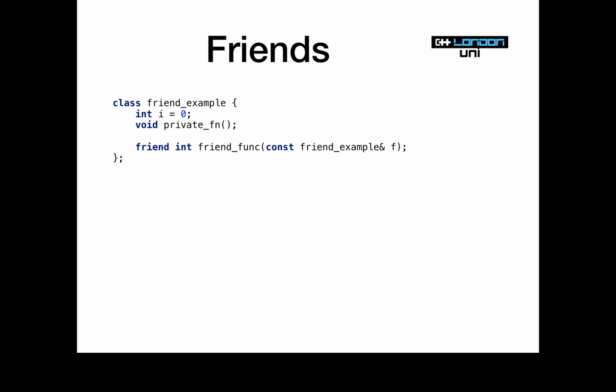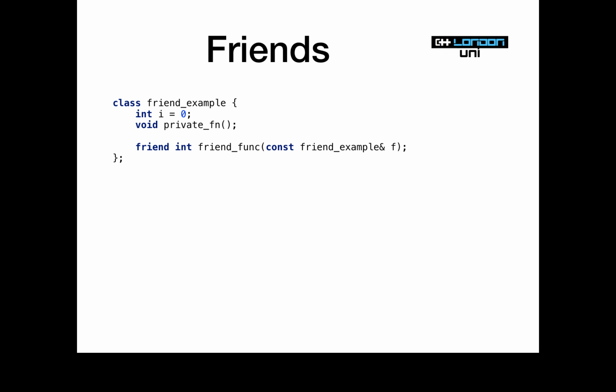So here, I've written a class, friend example, this time. Is i public or private here? Right. Private, absolutely, because classes default to private access. And I've put no access specifier in there, so i is private, and a clue there, this private member function is of course in the private section.